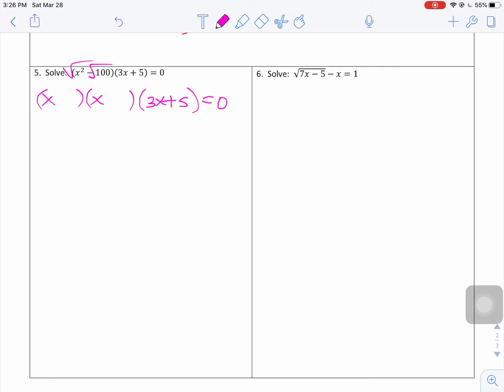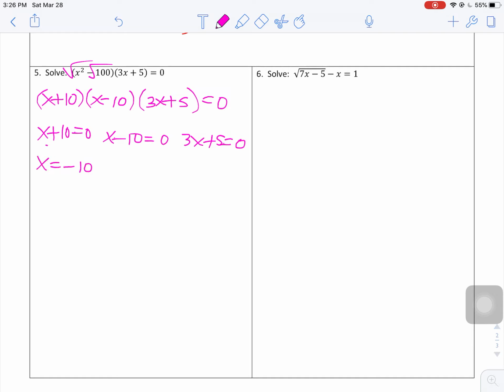And I'll do the square root of the second piece. So the square root of 100 is 10. Make one of the parentheses positive and one negative. It doesn't matter which one's which. And then I just drag down the 3x plus 5. So now I have 3 linear factors all being multiplied together, all equal to 0. So I just set each factor equal to 0 and solve for x. So that's not too horrible. Not horrible at all. I feel like that should be one of the easier questions on the summative.